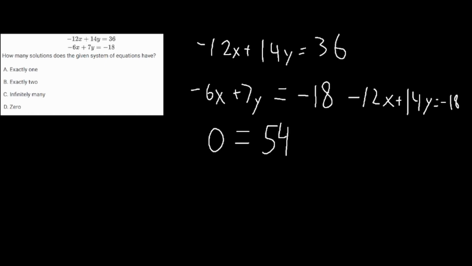So, when you get a solution that is inherently illogical, it doesn't make sense, it is setting two unequal items equal to each other, that is how you know that the system of equations has no solution. So, for this one, there are 0 solutions, and our answer is D.